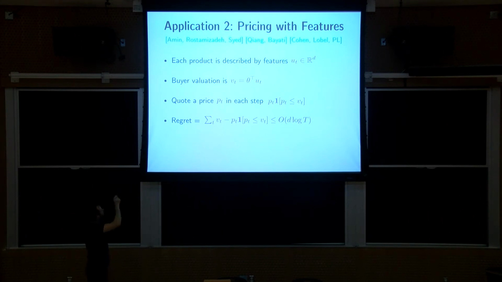And that has been studied by a couple of different people. This is the problem of online pricing with feature vectors. In this problem, you get products online. Each product is described by features, say the color of the product, the size, different things. So each product is a vector in R^d. And you assume there is a buyer whose valuation is a dot product, theta transpose u_t. Once you get this product, you need to quote a price p_t for it, and then you learn if this product was sold or not. Using this multidimensional binary search, you get a d log T regret for this problem.